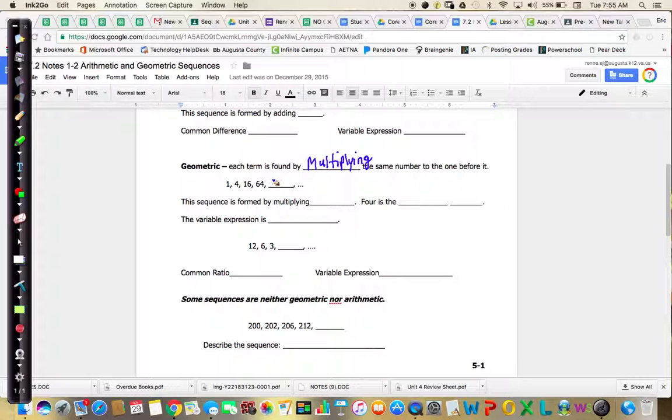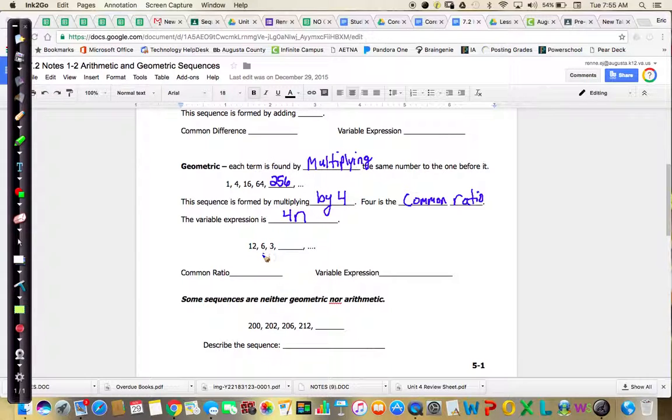We're looking for, this one's a little tricky, 256. Because the sequence is formed by multiplying by 4. Now 4 is the common ratio. And the definition of a common ratio is the number that you are multiplying. And when it's a division pattern, you're multiplying by a fraction. So since the pattern is times 4, for the variable expression we multiply the variable by 4. So we're going to call this 4n.